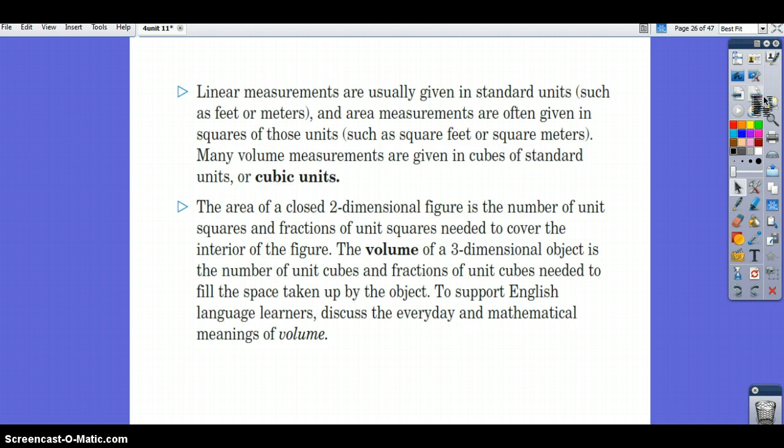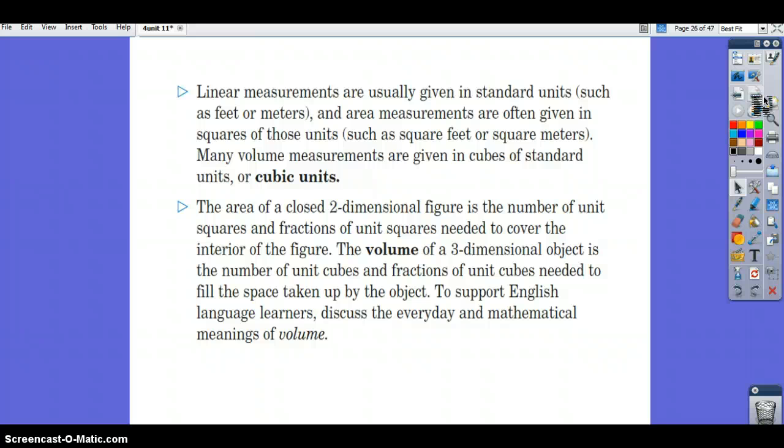Linear measurements are usually given in standard units, such as feet or meters, and area measurements are often given in squares of those units, such as square feet or square meters. Many volume measurements are given in cubes of standard units or cubic units.